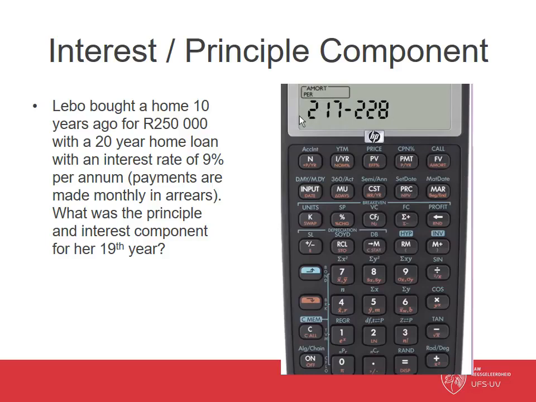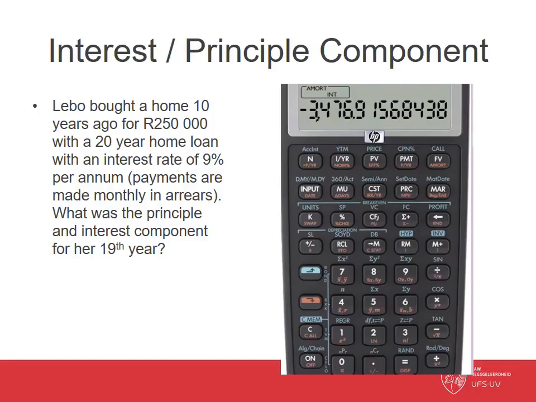So those two values give me my, if I now put second function amort, you will see it's month 217 to 228, and that will give me my 19th year. So now I press the equal sign. You can see here that during that year, not just months, during that year, she paid 23,500 and let's say 15 Rand towards the principal, the original 250,000 Rand, and she paid 3,477 Rand in interest towards that loan.